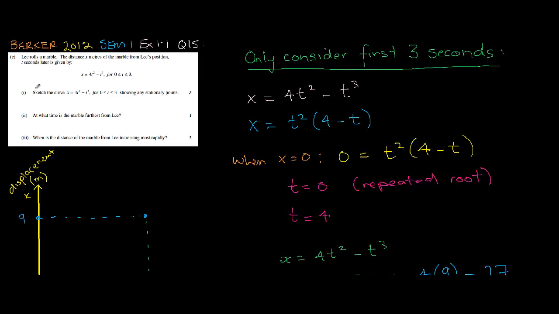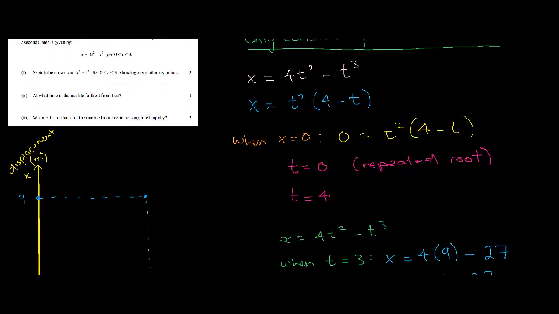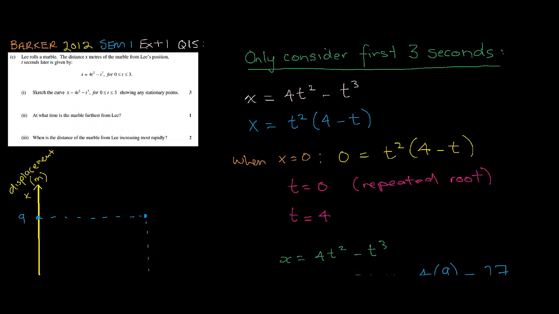So the first question is: sketch the curve of this function. I'm sorry guys, I've started on it a bit, just to make it more exciting for you rather than watching me draw out stuff. So I've just rewritten the equation here: x equals 4t squared minus t cubed. This is the displacement function, and you can tell it's a function of time.